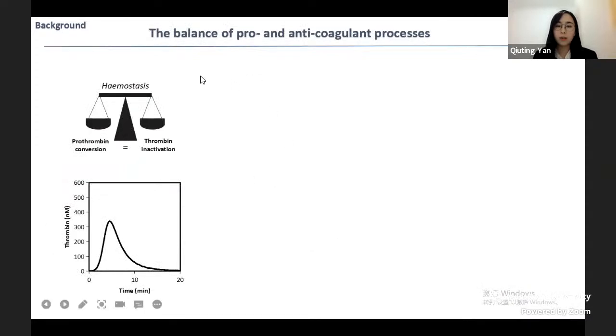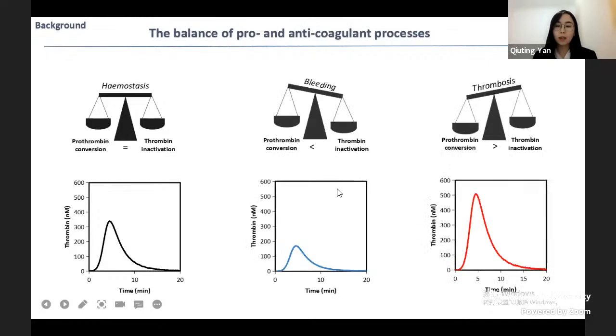Thrombin generation is a balance of pro- and anticoagulant processes. So thrombin generation is the net result of prothrombin conversion and thrombin inactivation. You see the normal thrombin generation curve, and you can see what happens when this balance is disturbed more towards bleeding or thrombosis. When prothrombin conversion is low and thrombin inactivation is higher, the thrombin generation decreases, and when prothrombin conversion is higher and the thrombin inactivation is low, the thrombin generation increases.